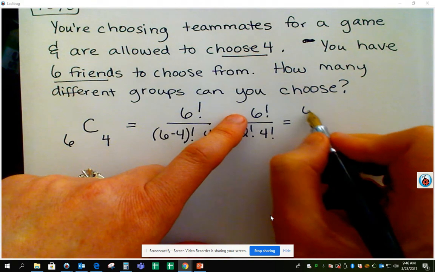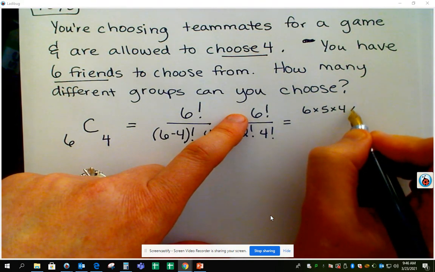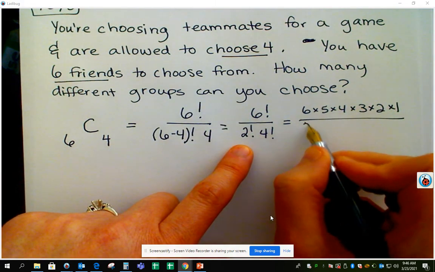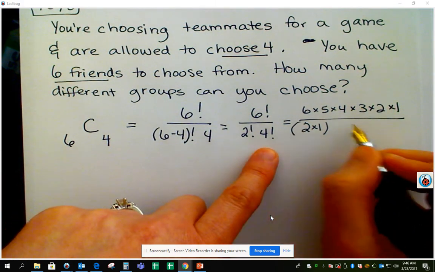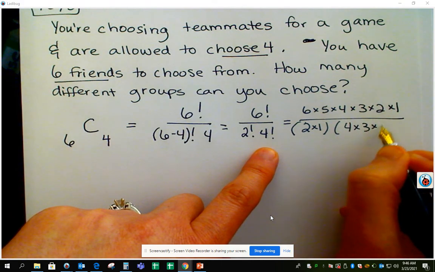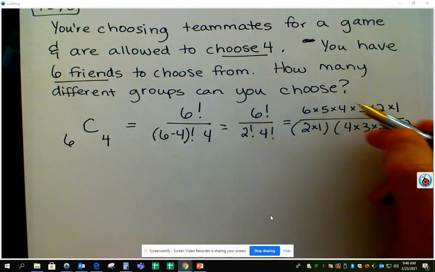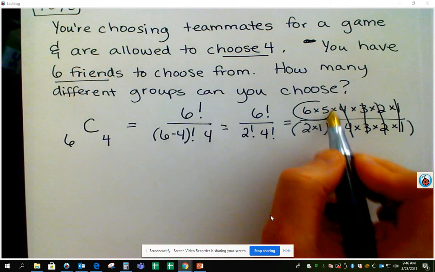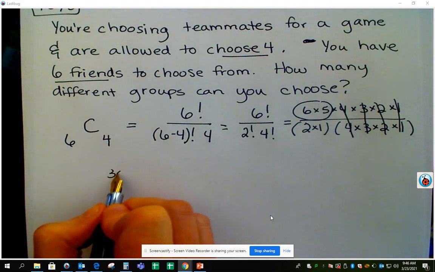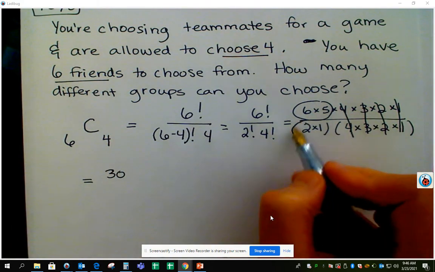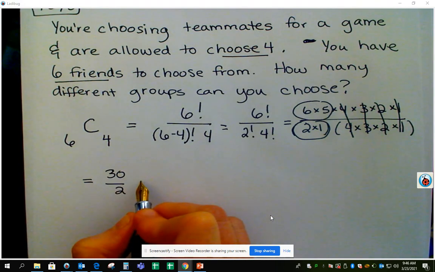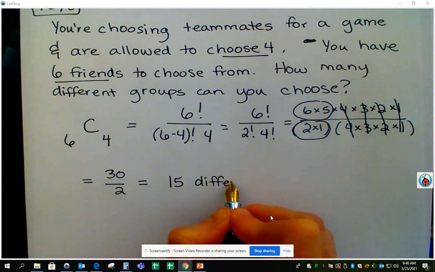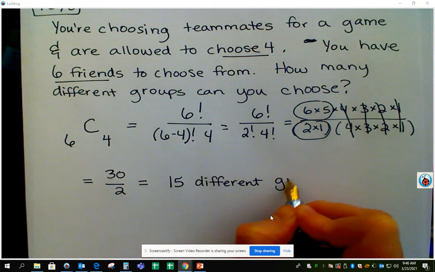Let's write it out. 6 times 5 times 4 times 3 times 2 times 1, over 2 times 1, and 4 times 3 times 2 times 1. Cancel what we can, the 4s, the 3s, the 2s, the 1s, and we have left 6 times 5, which is 30, and 2 times 1, which is 2. 30 divided by 2 is 15. So you can pick 15 different groups for your team.